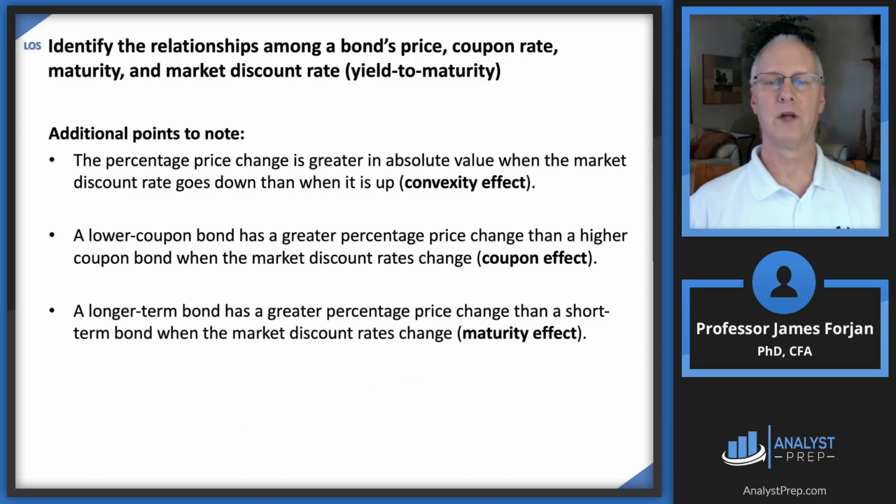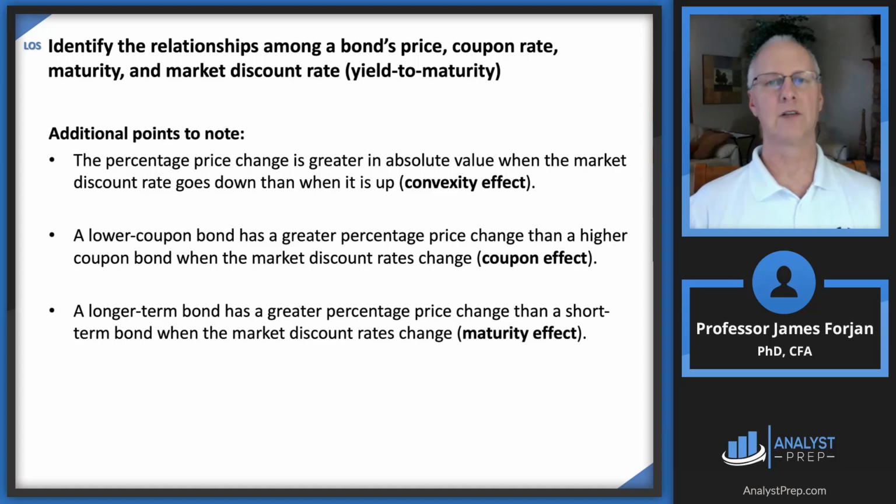Now, a couple of other points to make here to complete that LOS. There's something called the convexity effect, meaning that percentage changes in bond prices are not symmetric. In other words, when the market discount rate goes down, the percentage change in the bond is greater than when the market discount rate goes up. That's called the convexity effect, and that's going to be super important in Level 2.